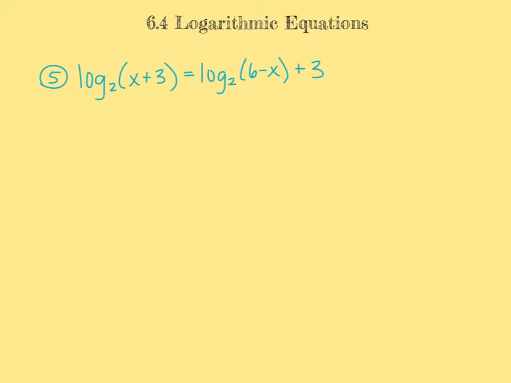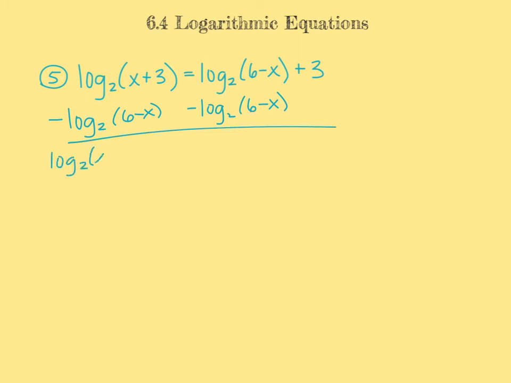In number 5, we again have a problem that looks similar to numbers 3 and 4. We have 3 terms total. 2 of them are a log, and they have the same base. So what we want to do is get those 2 log terms on the same side just by themselves. So I'm going to do that by subtracting log base 2 of 6 minus x from both sides. So I'll rewrite this out. We'll have log base 2 of x plus 3 minus log base 2 of 6 minus x equals 3.